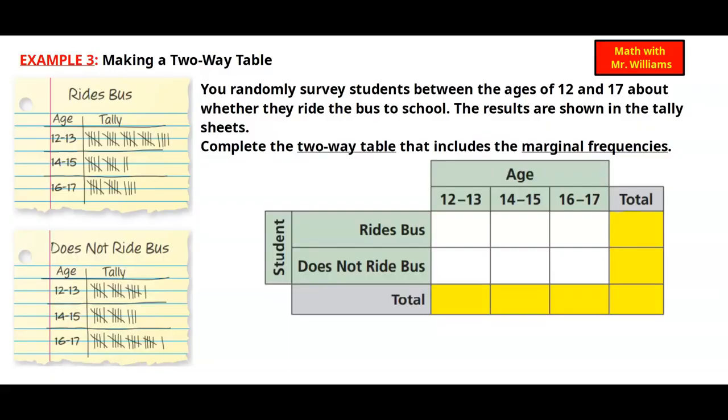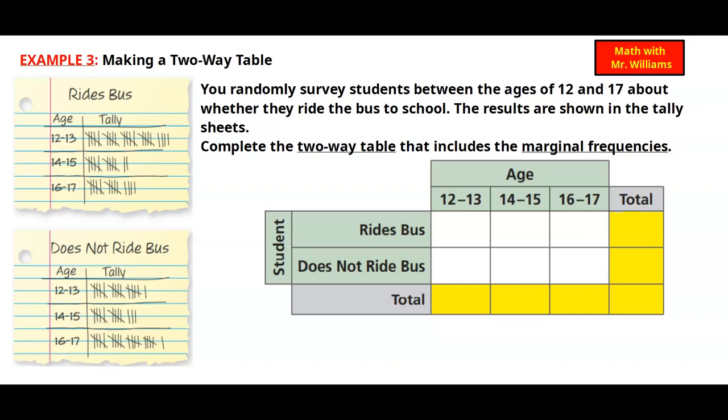Math with Mr. Williams. Example 3. Making a two-way table. You randomly survey students between the ages of 12 and 17 about whether they ride the bus to school. The results are shown in the tally sheets. Complete the two-way table that includes the marginal frequencies. All right, so let's go ahead and start off with the age of 12 to 13.